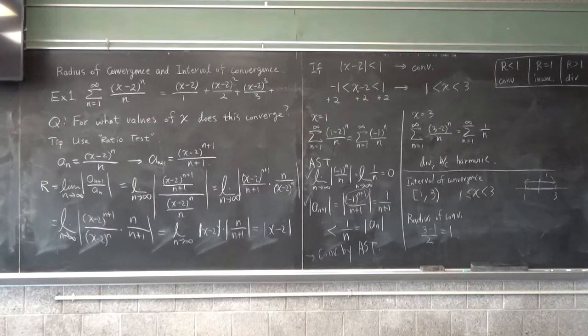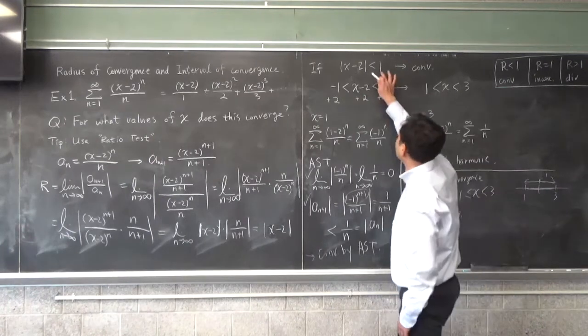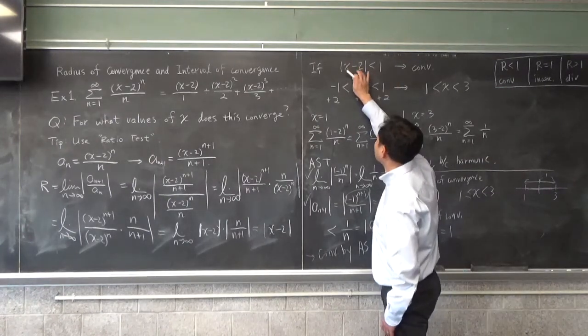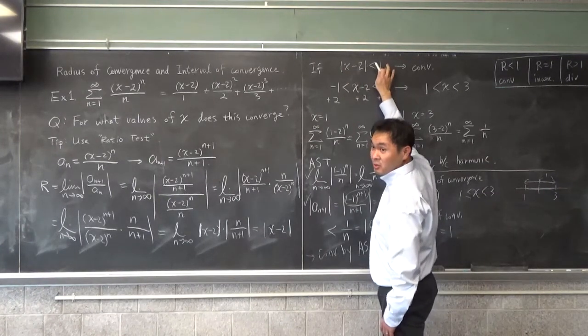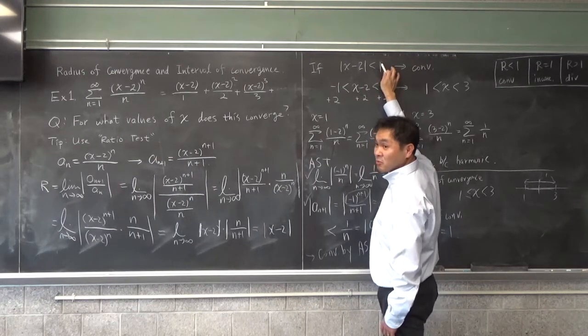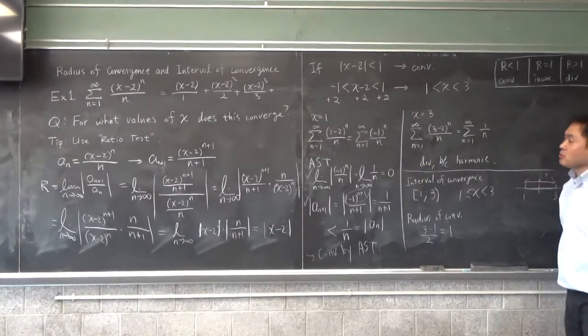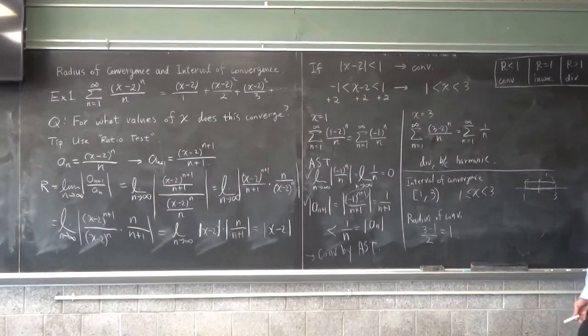Now, later on you'll see that actually this number 1 is this number right here. If you have x minus some number, absolute value less than some number, this number on the right side is the radius of convergence. Okay. So you can take a shortcut there.